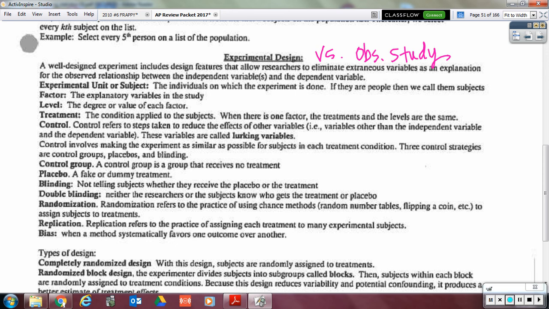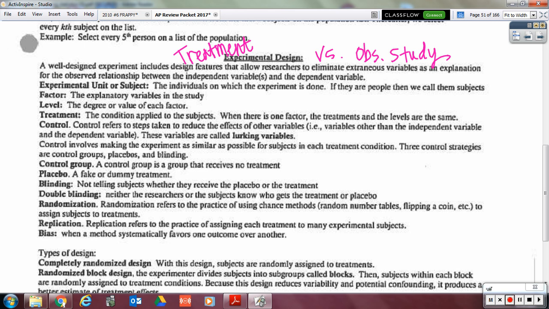You design it yourself, true. Treatment. And you randomly assign to the treatment groups, and ultimately it allows you to do what? What kind of conclusion can you draw? Cause and effect. Okay. So with an experiment, we know that we have to have a treatment. All right.